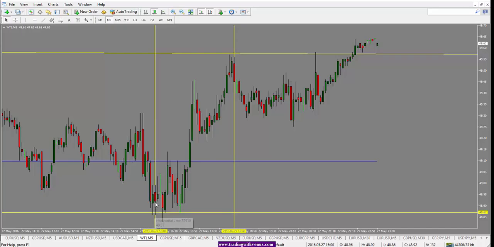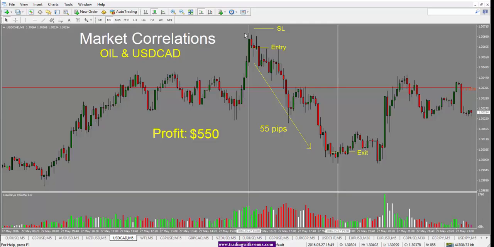This is what we need to look for. Once the price is not able to break below this support and resistance area, go to your dollar CAD chart and see if US dollar CAD is doing the same thing but in the opposite direction. Once we get this pin bar, you can enter a trade here on the close of this, because now we know oil is coming into a support and resistance area, and so is dollar CAD.